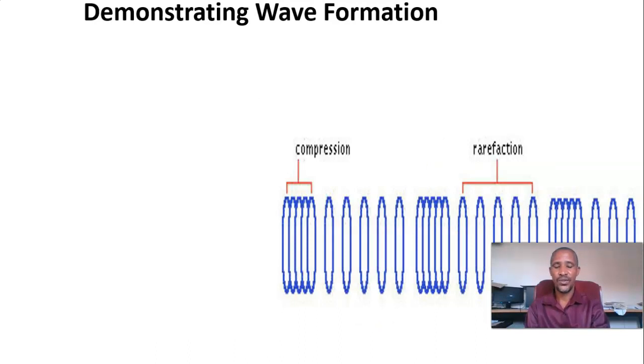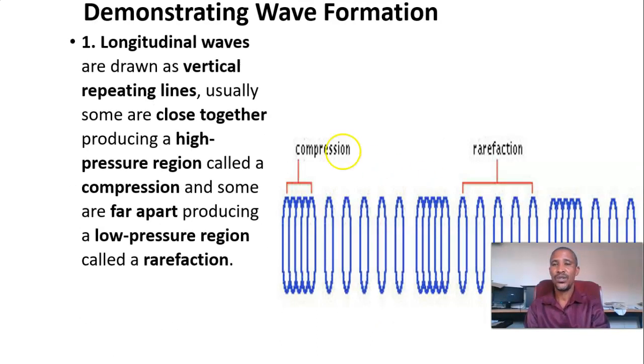Demonstrating waves continue with longitudinal waves. So longitudinal waves are drawn as vertical repeating lines, and usually some are close, like these ones at the beginning, which produce high pressure regions, which we call compressions, and the others are far apart, like these ones here, which produce a low pressure region, which we call a rarefaction. So high pressure regions are compressions and low pressure regions are rarefactions.